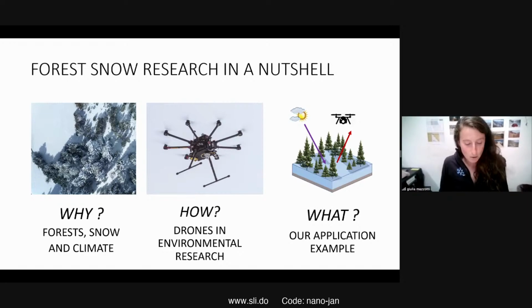We'll start by looking at why we care about snow and forests in the context of climate change, or better, why we need to look at snow and forests carefully if we want to understand and predict how the climate is changing. Then I want to try and explain why this is a complex problem and why drones can really help us in tackling this problem. And finally, I'll show you a specific example from our science, from how we use drones to study forest snow. This is from Johanna's PhD project.